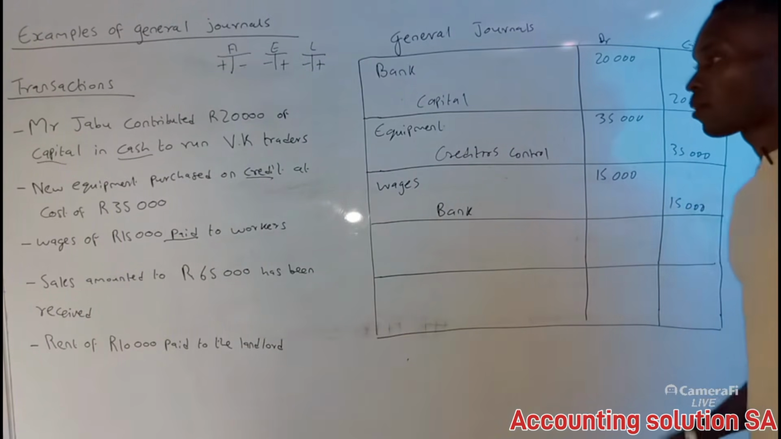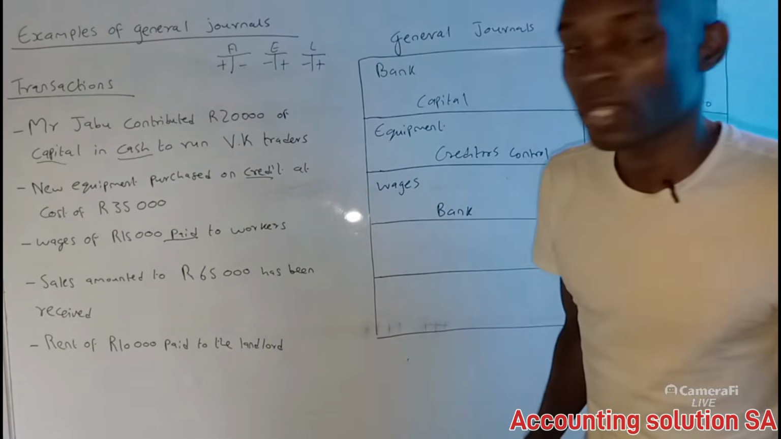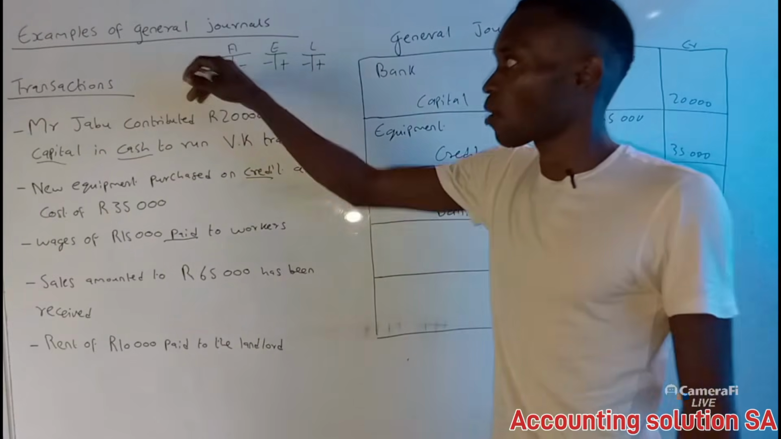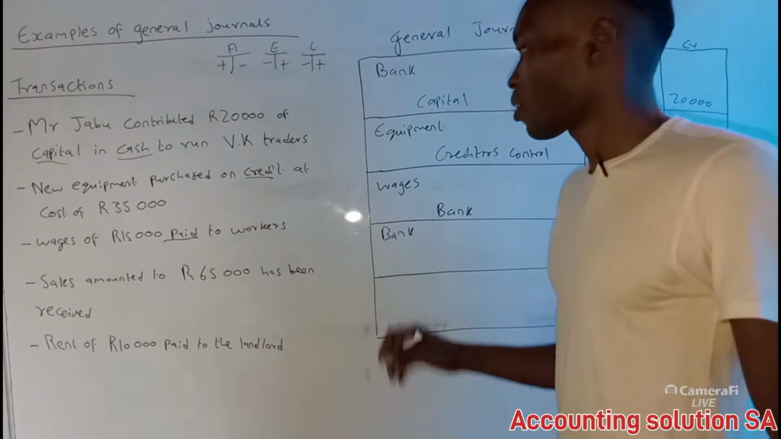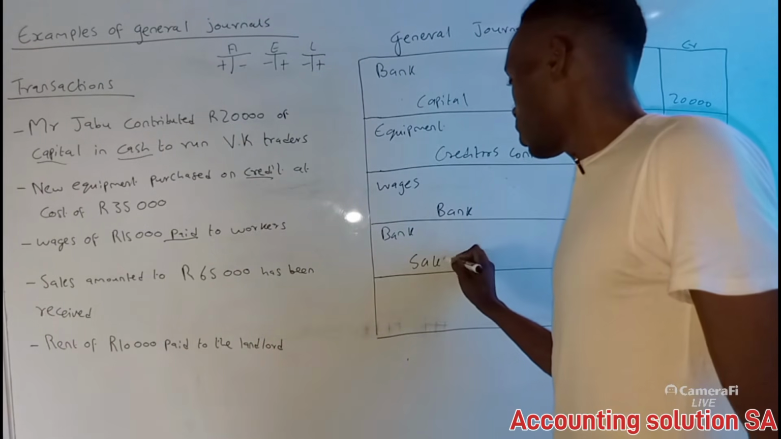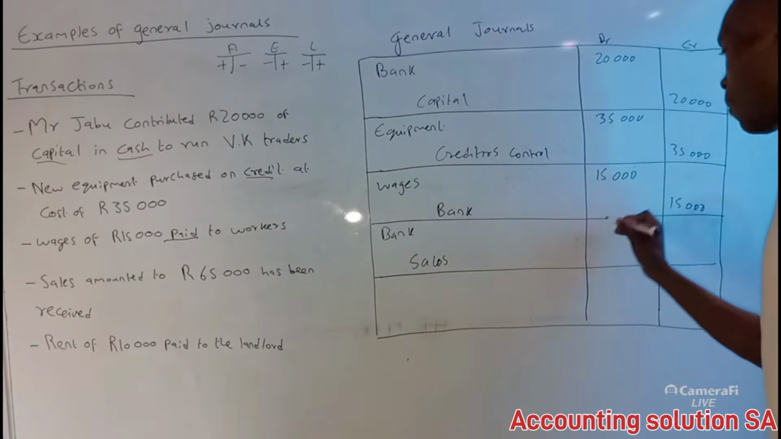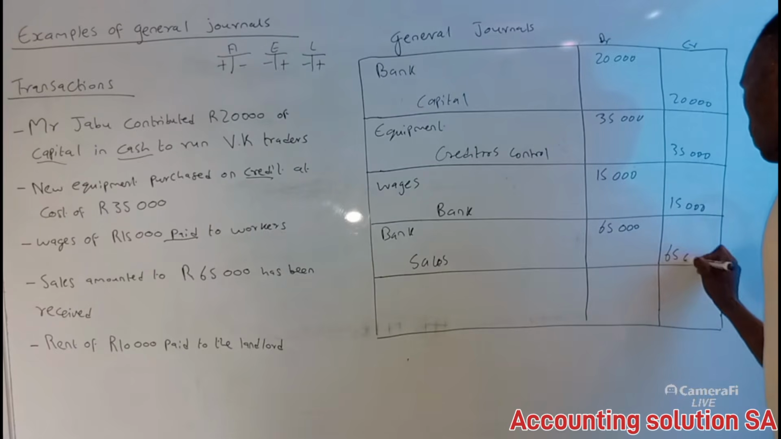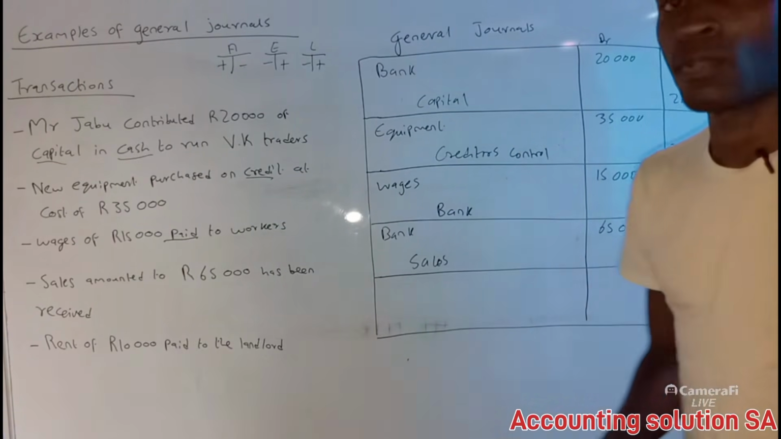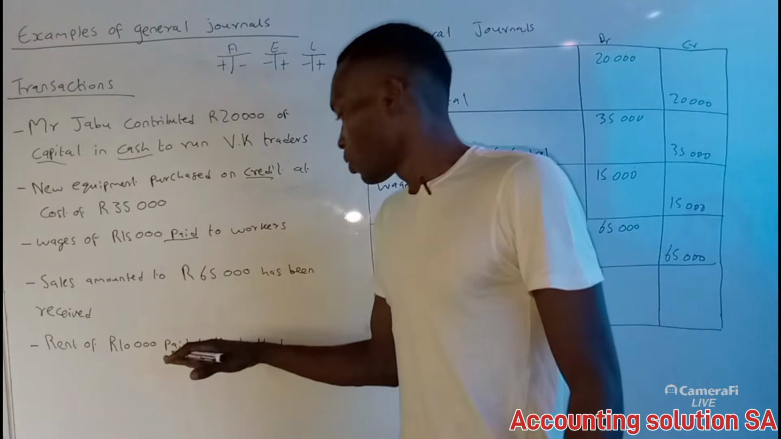Okay, the following one, sales amounted to 65,000 has been received. We receive money, which means that our bank is increased. Bank, and the other component, of course, is sales. Sales is income, it comes this side. Okay, and the amount is 65,000. Very simple. Then the last one, a rent of 10,000 paid to the landlord.